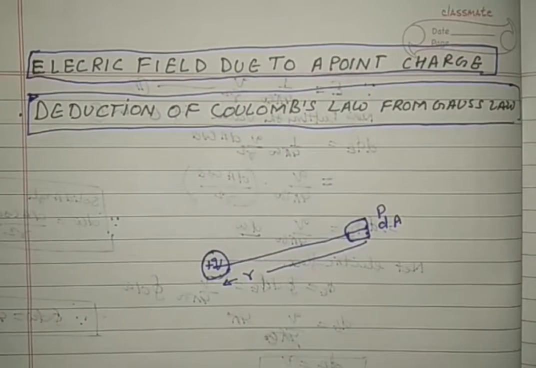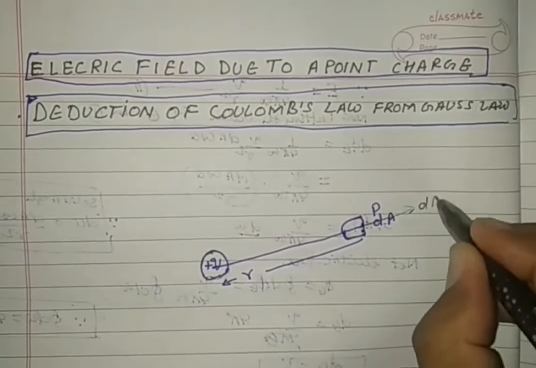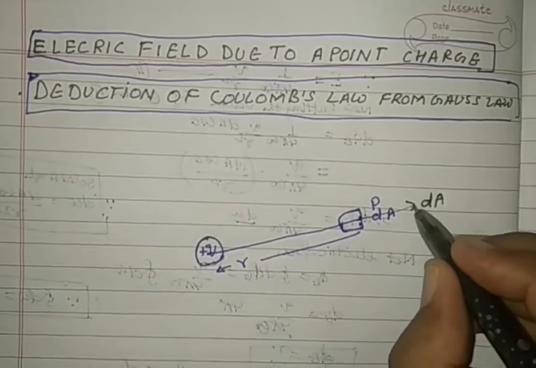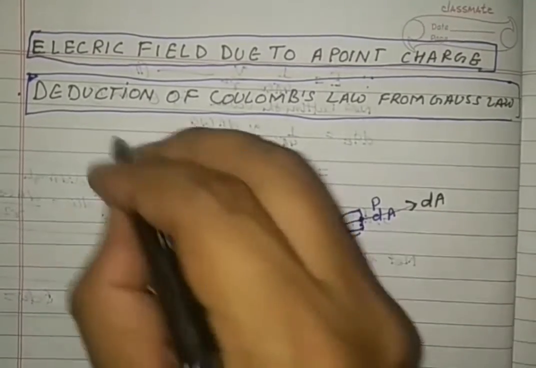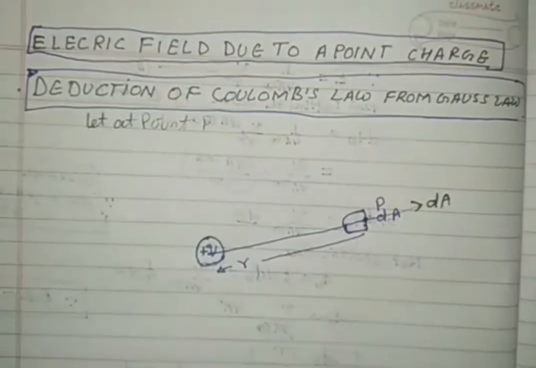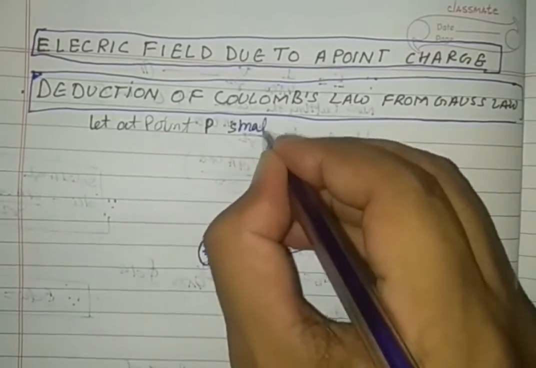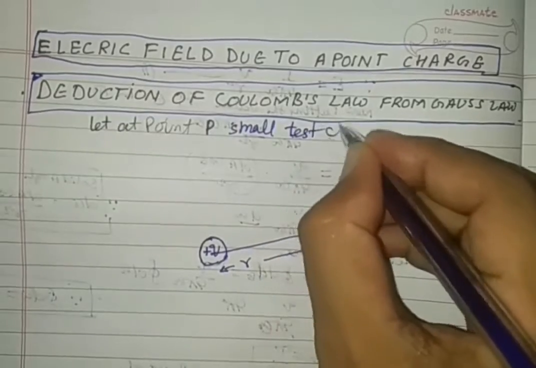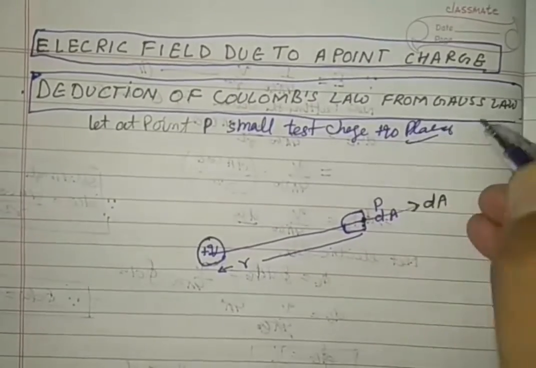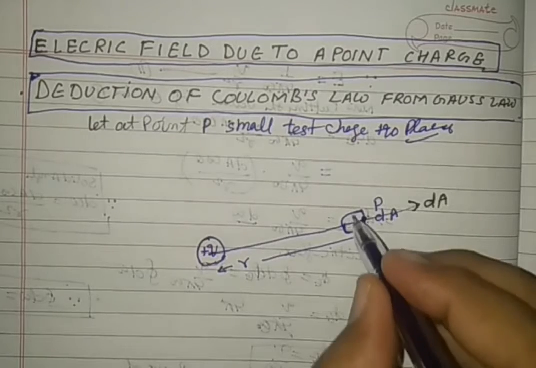Here the area vector dA is in this direction. Let at point P, a small test charge plus Q0 is placed here. Here plus Q0, a small positive test charge is placed.